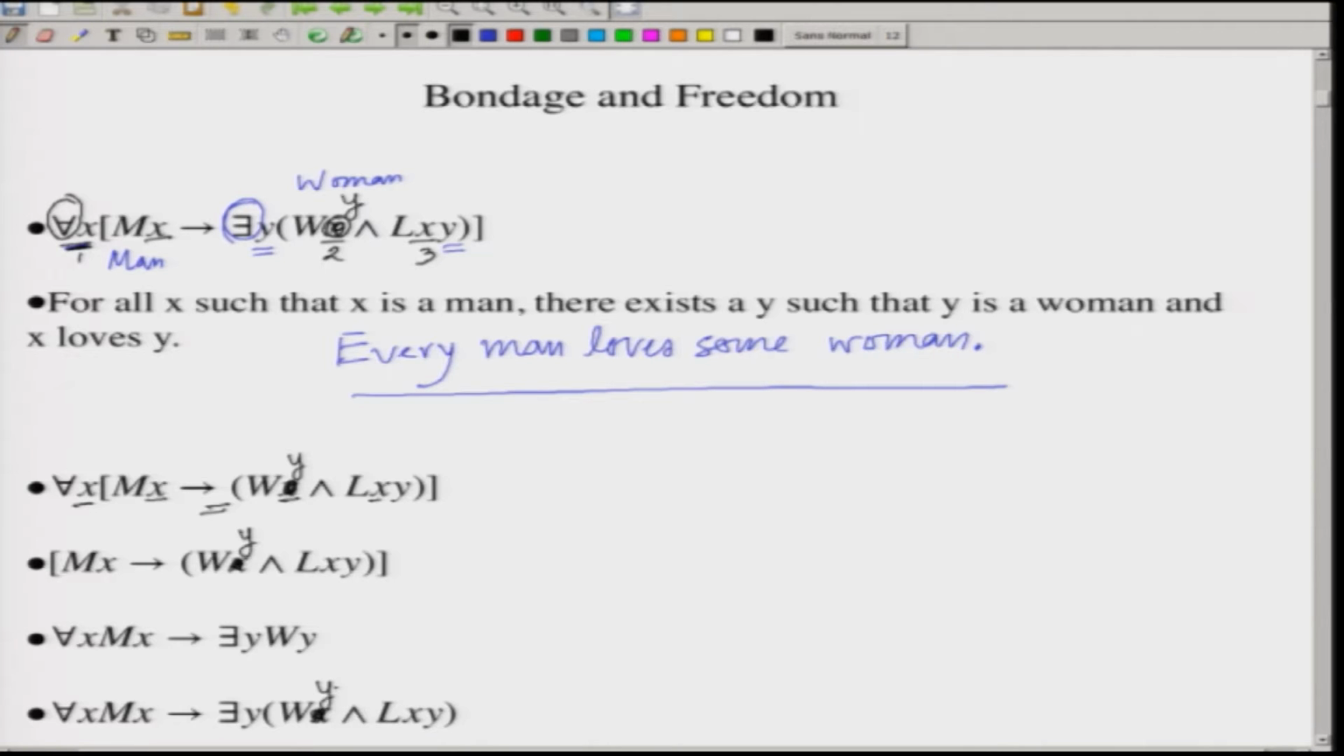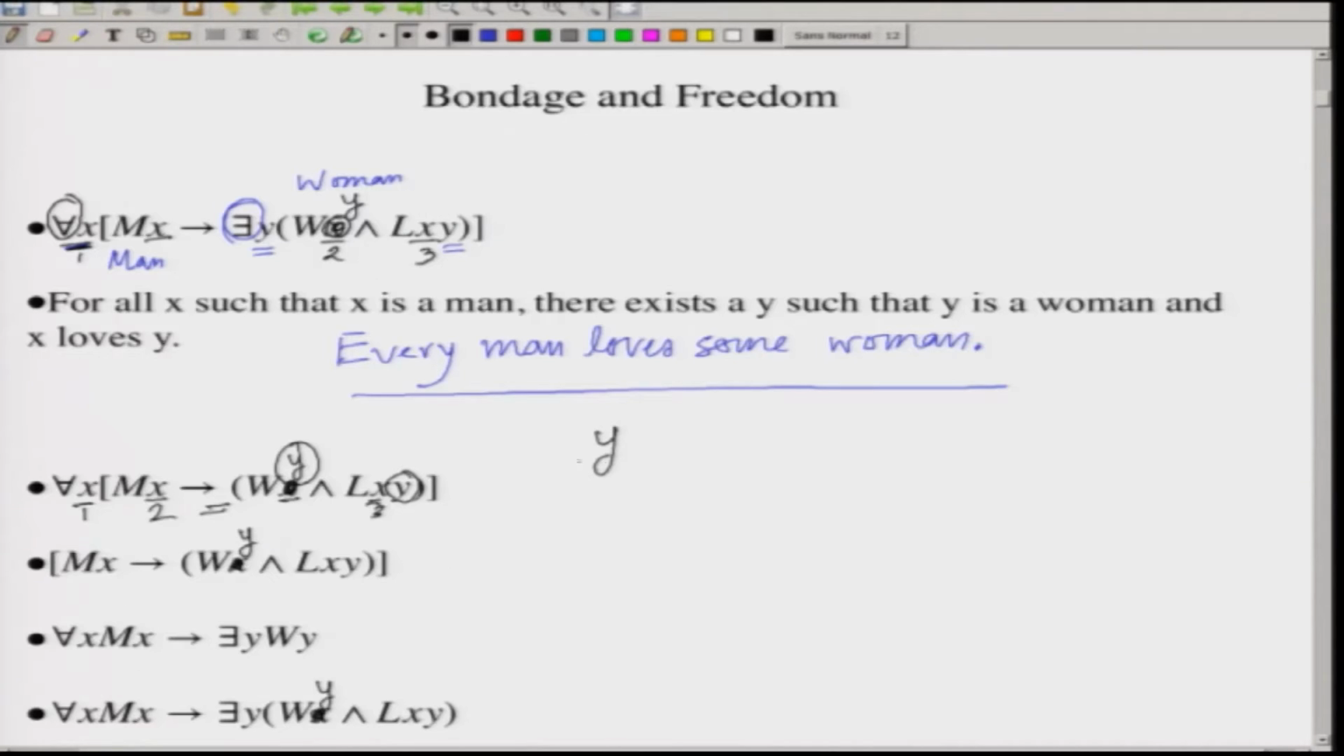Now, here we have 1, 2, 3 occurrences of x, and we can see that all 3 are bound, but both occurrences of y are free. Now, what does it mean? It roughly means that for all x, if x is a man, then y is a woman and x loves y. Now, y is a woman means nothing, it is neither all nor some. So, the point is here y is unquantified.